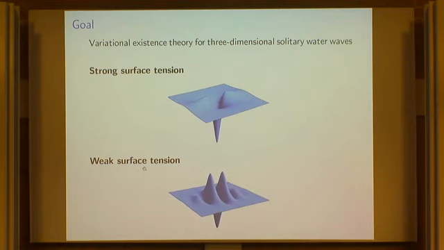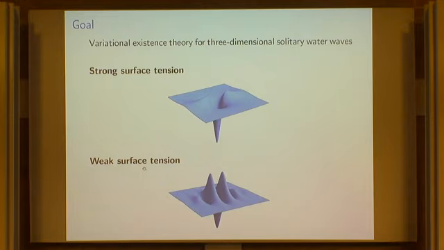Right, so there's a lot of theory, of course, for two-dimensional solitary waves, going back to John Scott Russell, and then to Korteweg and de Vries, and so on. And for three-dimensional waves, there is less theory, and there is some theory for model equations, like KP and nonlinear Schrödinger, etc. So what I want to talk about in this talk is the corresponding theory for the full Euler equations, so irrotational Euler equations.